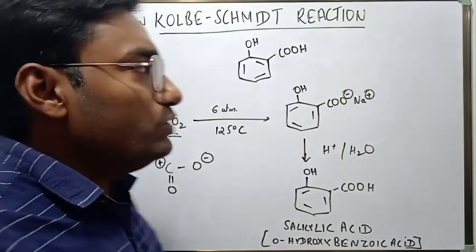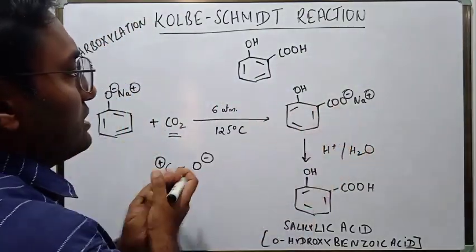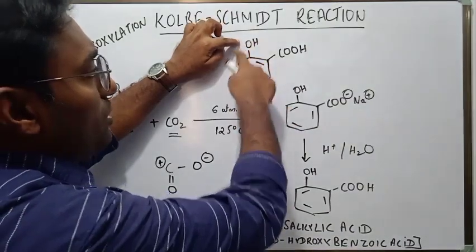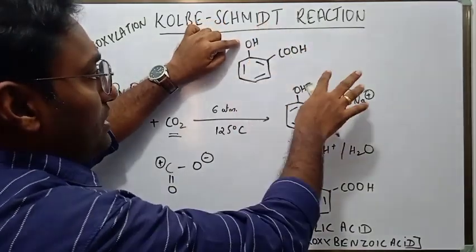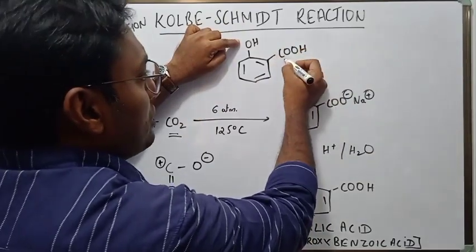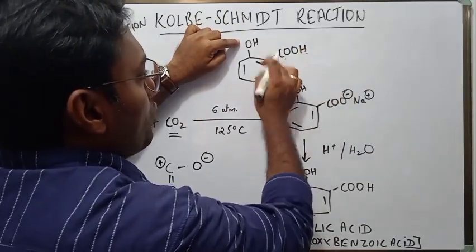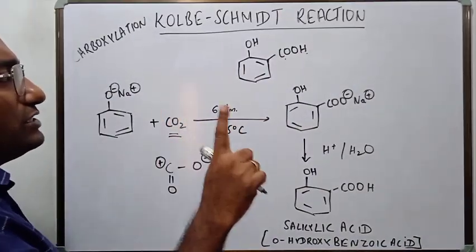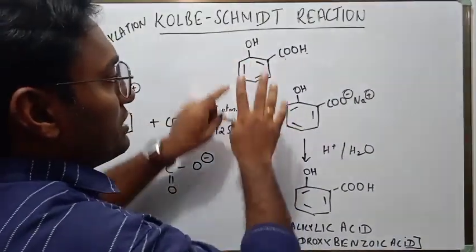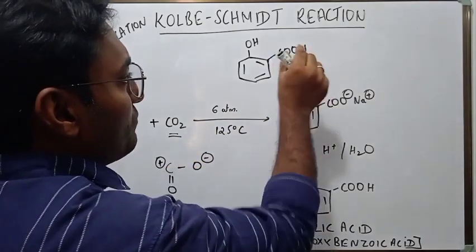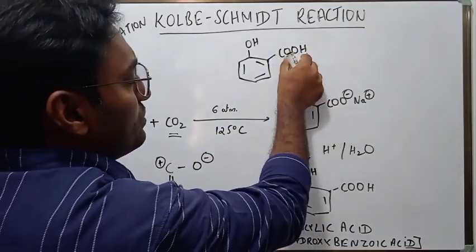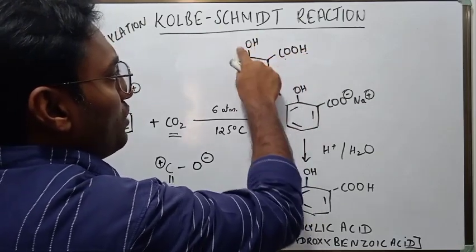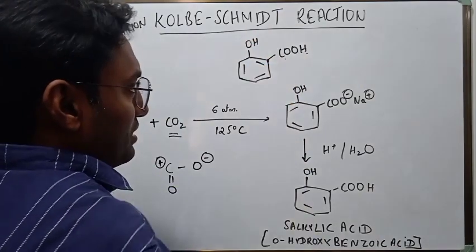So which compound shows the Kolbe-Schmidt reaction? Phenols show the Kolbe-Schmidt reaction. It involves the introduction of a COOH group at the ortho position in the ring. So these are the two points. The first point is that phenols show this reaction. The second point is that it involves the introduction of a COOH group, a carboxylic acid group, at the ortho position with respect to the hydroxy group in the benzene ring.